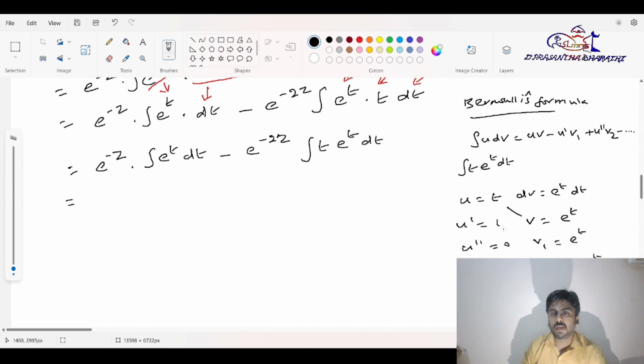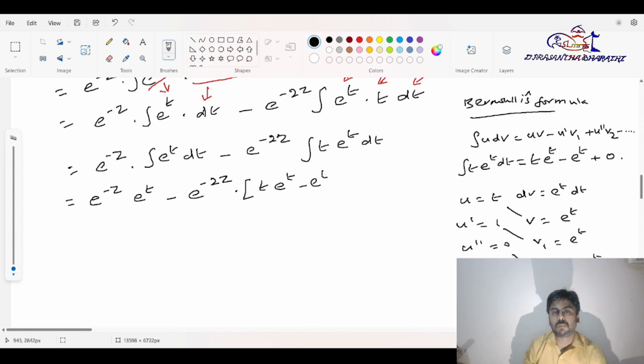The formula is uv minus u' v1 plus u'' v2. Since u'' is 0, all our terms after u'' will become 0. So the integral of t e^t dt equals uv, which is t e^t, minus u' v1, which is e^t, plus u'' v2, which is 0, and all the terms after will become 0. Now I am going to substitute here. I know e^(-z) times the integration of e^t dt is t e^t minus e^t, with e^(-2z) as the factor.